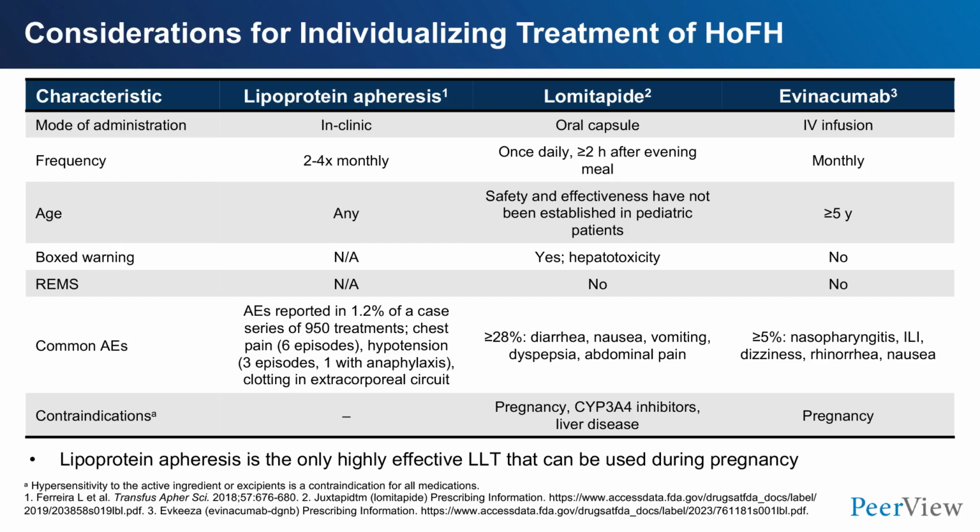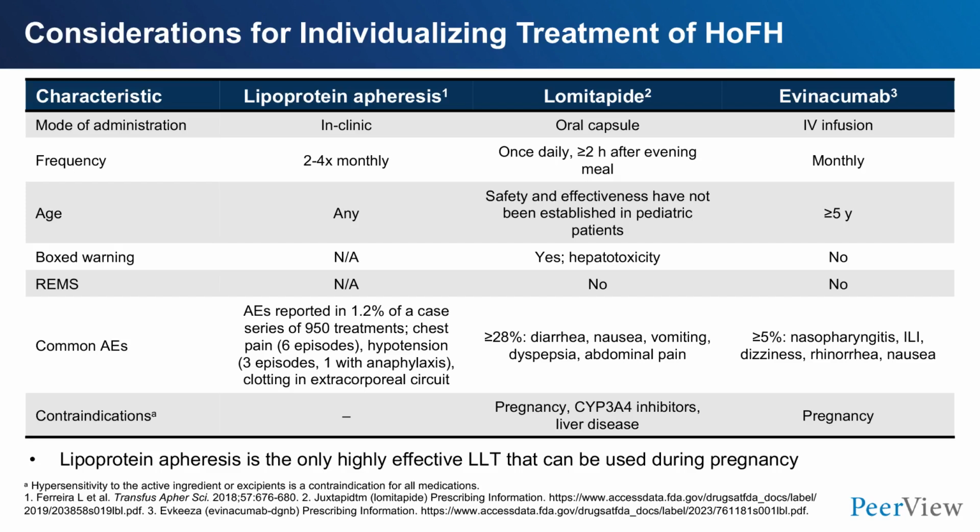REMS is not available for LDL-A. You know the other ones. Common AEs reported for apheresis, like any access, you could have some episodes of hypertension. Anaphylactoid reactions are common, and IV access is the most common one in these patients. And for lomitapide, again, the GI complaints: diarrhea, nausea, vomiting, dyspepsia, abdominal pain. And evinacumab, similar to PCSK9 inhibitors, nasopharyngitis seems to be the most common adverse side effect related to this.